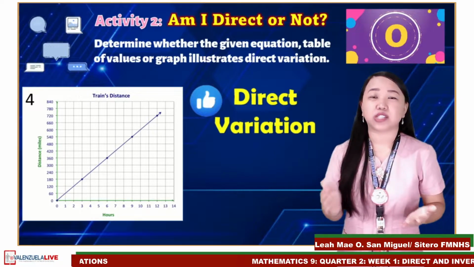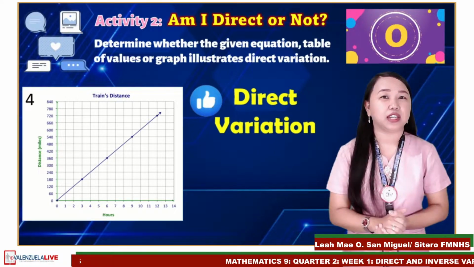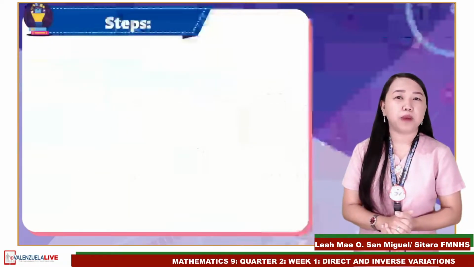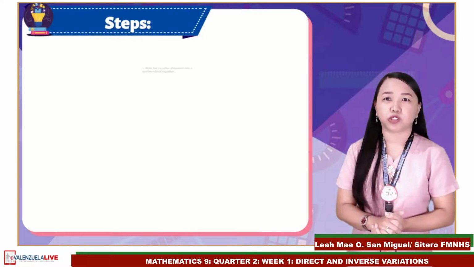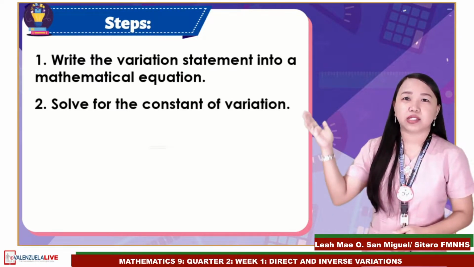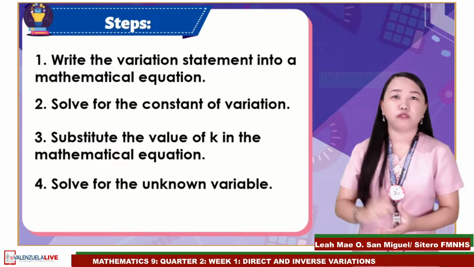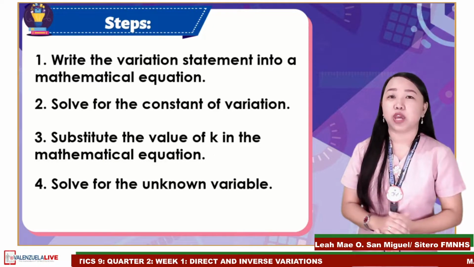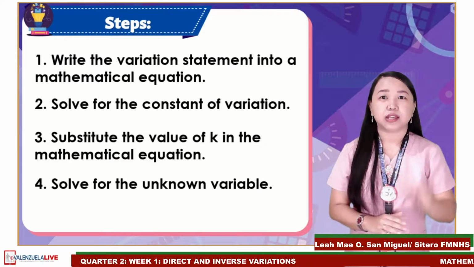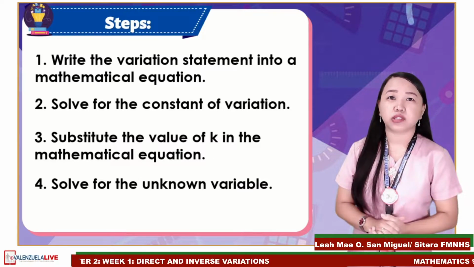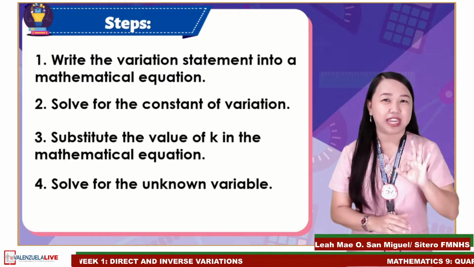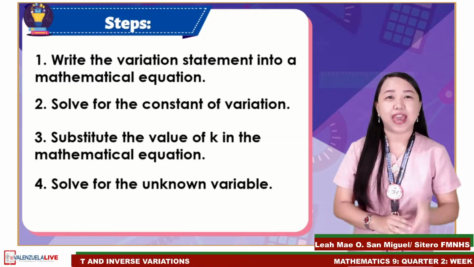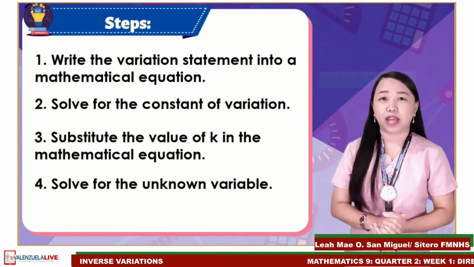After dealing with translating the statements into mathematical equations, graphs, and table of values, let us now solve problems involving direct variation. Here are the steps in solving problems involving variation. Step 1. Write the variation statement into a mathematical equation. Step 2. Solve for the constant of variation. Step 3. Substitute the value of k in the mathematical equation. And step 4. Solve for the unknown variable.